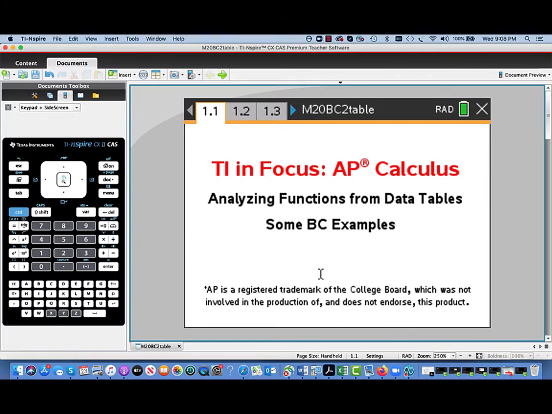My name's Tom Dick. I'm a math professor and math advisor for Texas Instruments. And this short video is part of the TI-Nfocus AP Calculus series. We're going to take a look at analyzing functions from tables of data using a context from BC Calculus on a problem patterned after the 2020 AP exams.